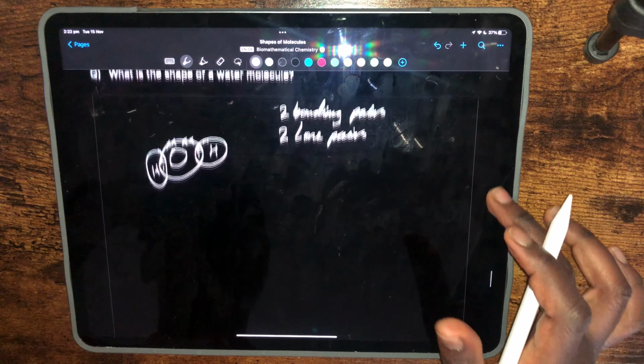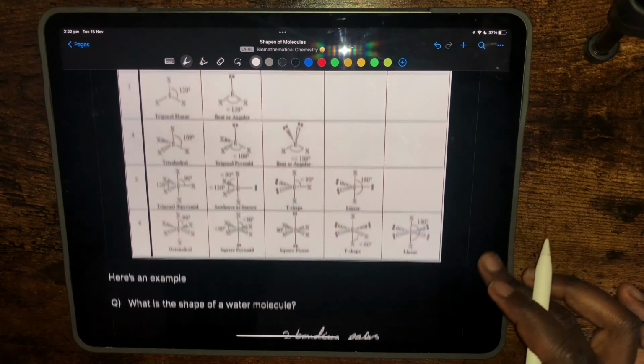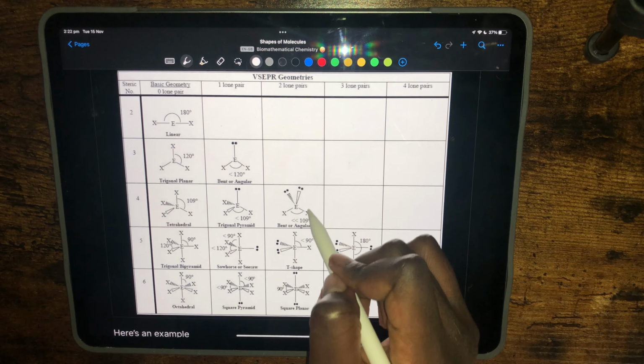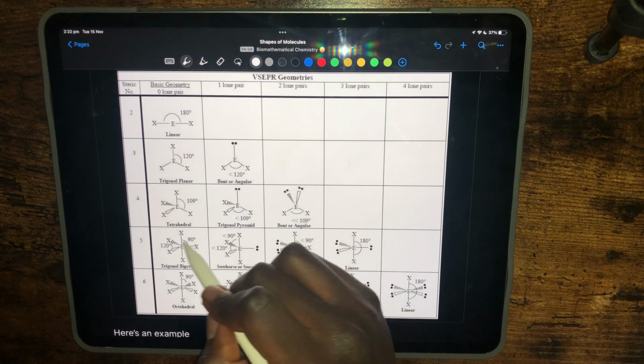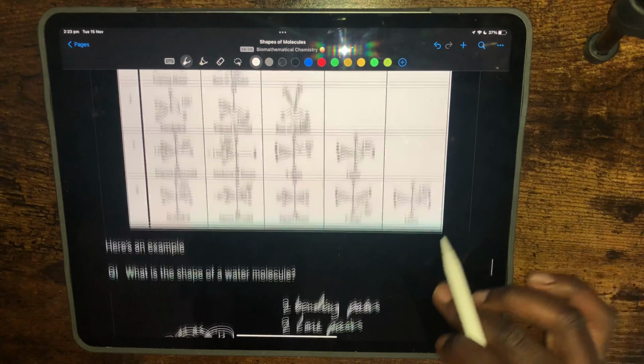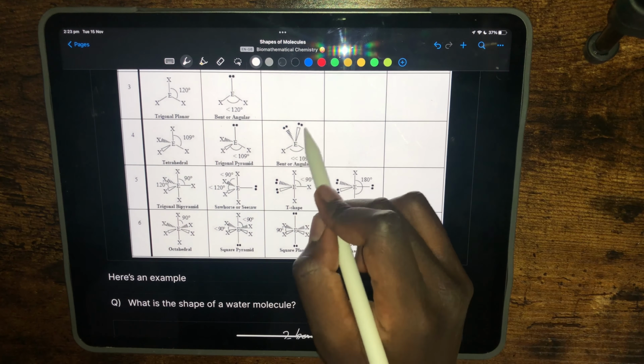How do I represent this? If you didn't know how to do this one, you'll try and do it with this one first, and then over time you'll learn. So 2 bonding pairs, 2 lone pairs, so that's 4. The steric number would be 4, 2 and 2 together. I already know it's bent because I've done this question a lot, but in case you don't know, it's bent because it's got 2 lone pairs and 2 bonding pairs here.